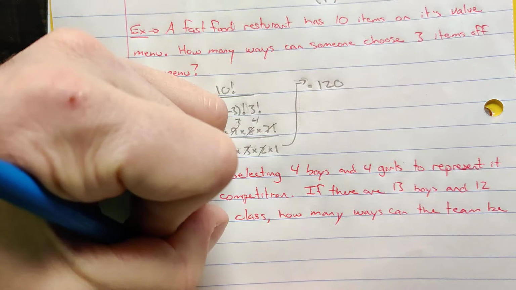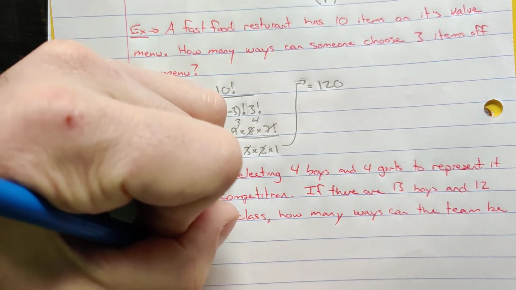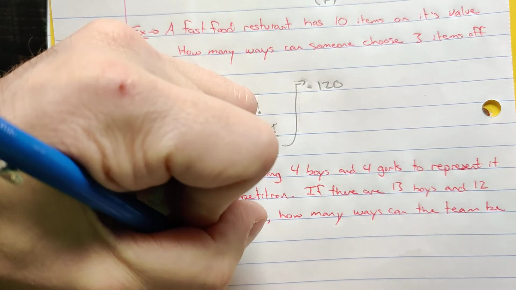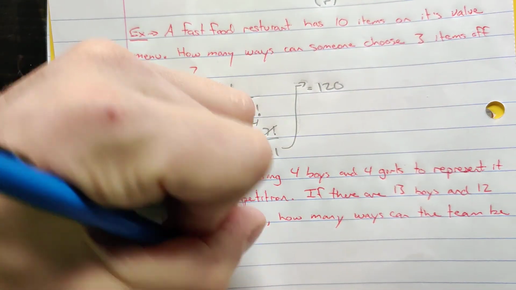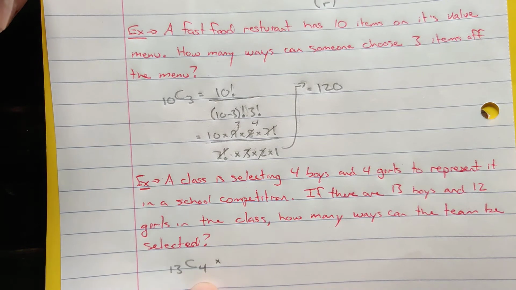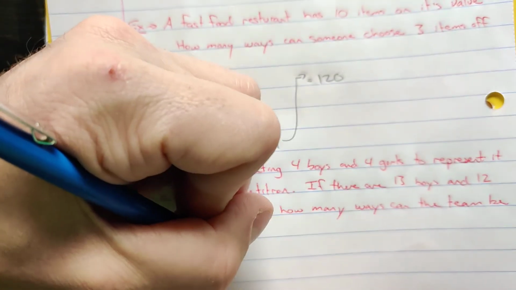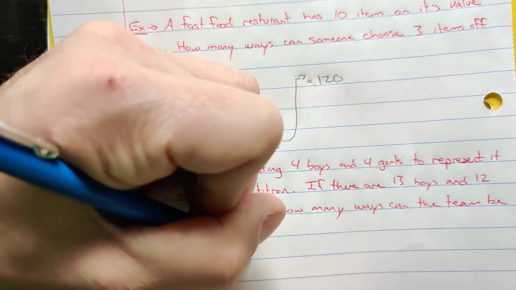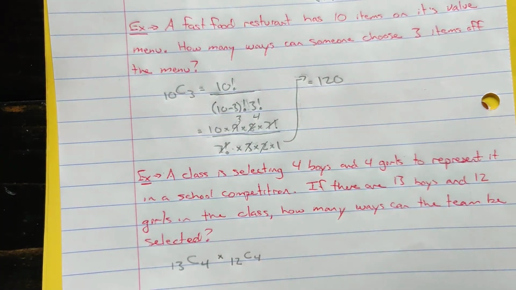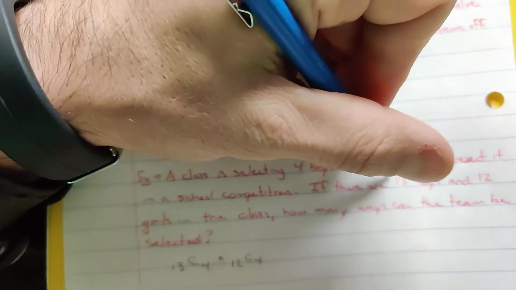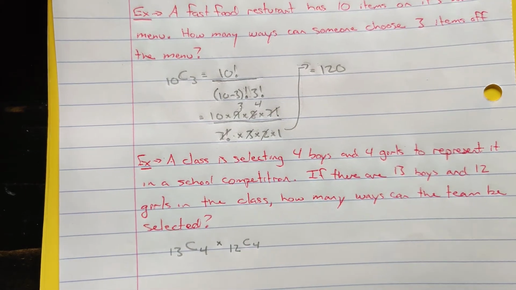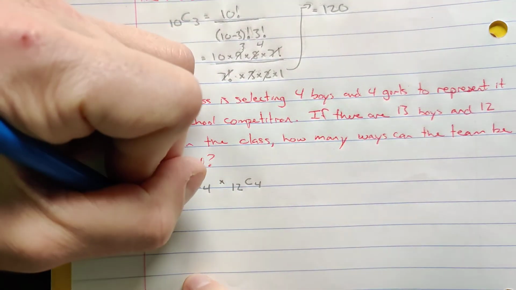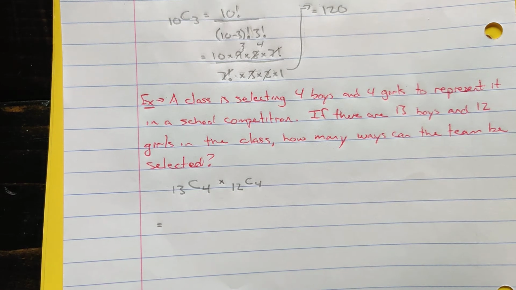So we have 13 boys. We're going to choose 4 of them. And then, unlike OR questions, where we were adding them, this is an AND question. So the ways we can arrange all the boys times each possible arrangement of girls, which is 12 choose 4. Okay, so because we have multiple groups, we multiply the arrangements of each individual group together. So we have 13 choose 4.